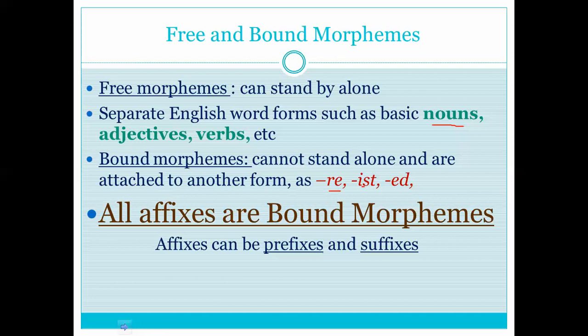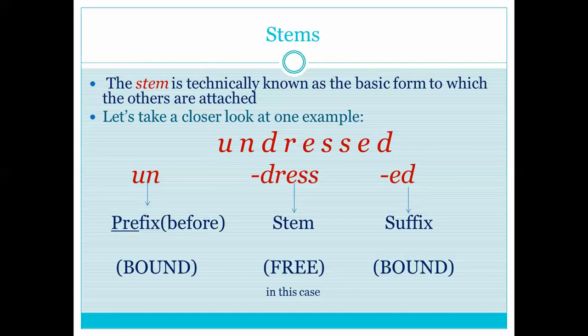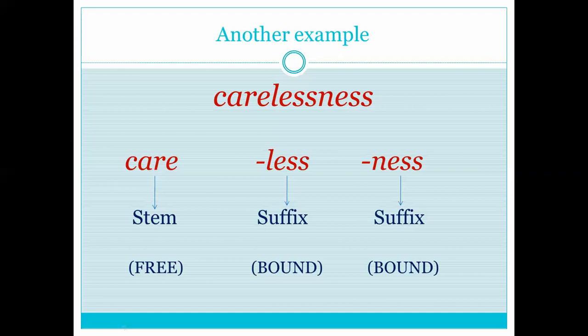The stem is what we basically talk about that everything else is attached to. In this case, for example, undressed. The stem is dress because my prefix and my suffix are bound to this word dress in the middle, and that is going to be my stem. It is a free morpheme in this case. However, it's not always this case, okay? Here's another example. Carelessness. Care is our stem. Lessness are our suffixes. They're both bound.